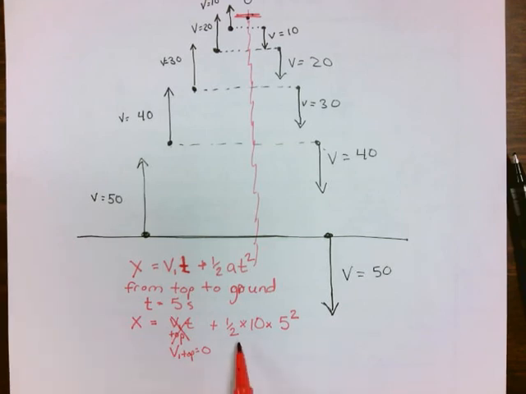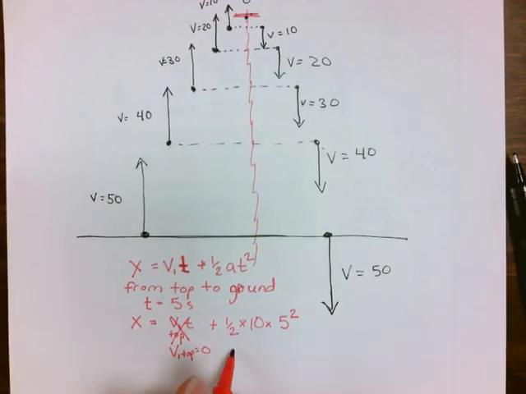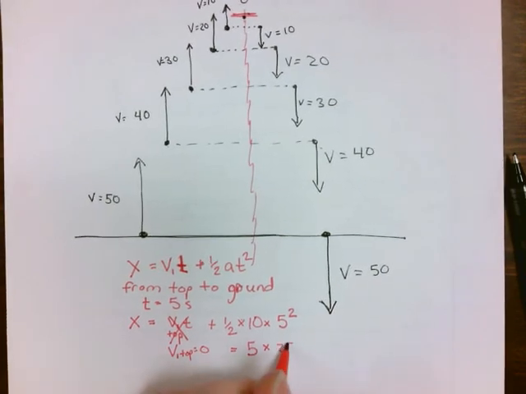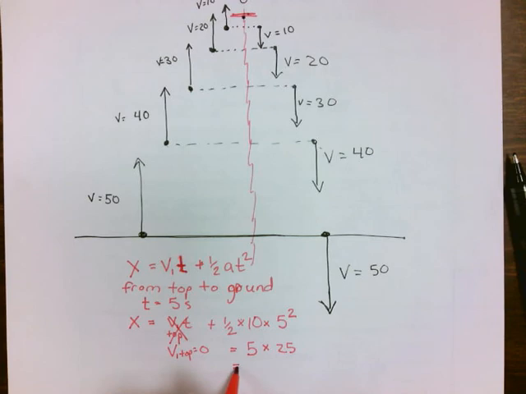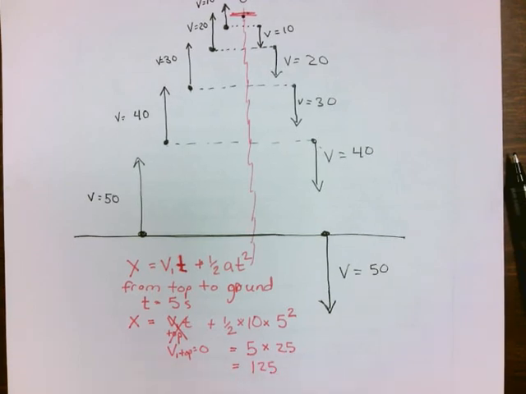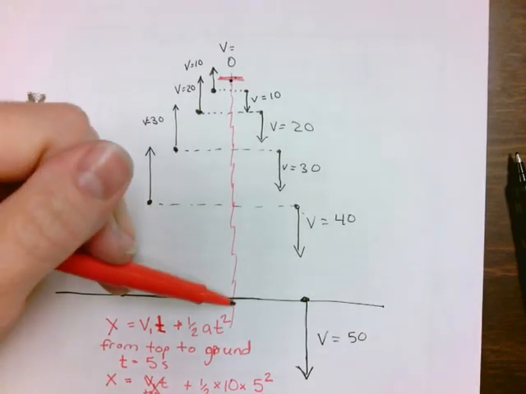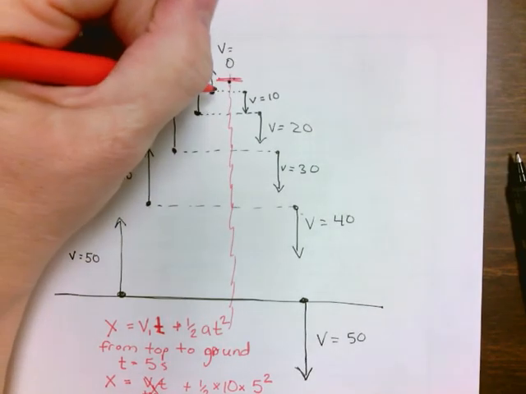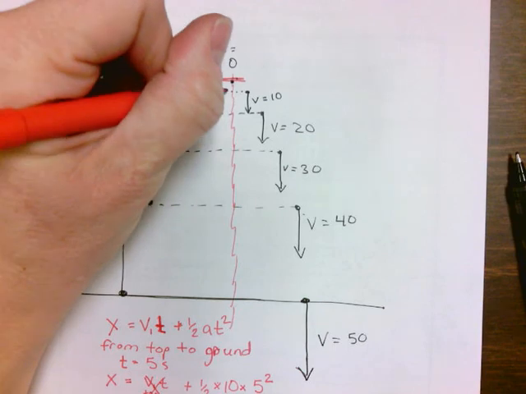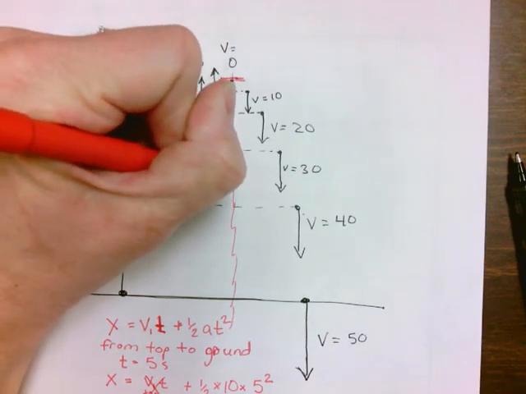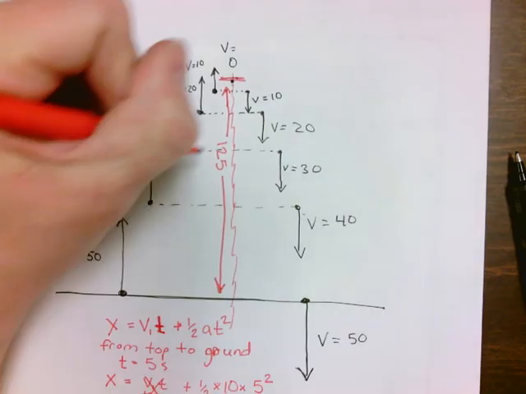So now again, I'm finding how far does it fall in 5 seconds of falling from the top. Half times 10 is 5, times 5 squared is 25. 5 times 25 is 125 meters. So now I know how high it is. This zigzaggedy red line, I know, is a total of 125. 125 meters is how far it goes.